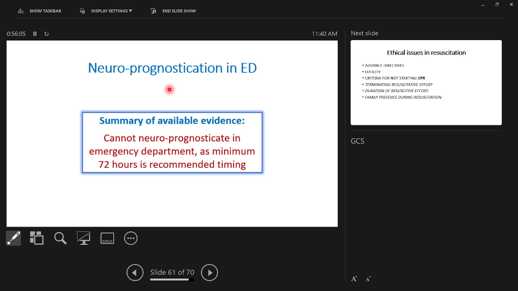Then, according to the summary, neuroprognostication has to be done after 72 hours. So it is very difficult to do in our ready setting to get a neuroprognostication.